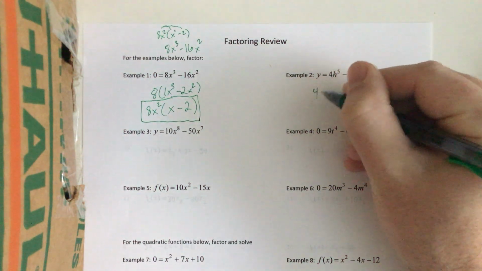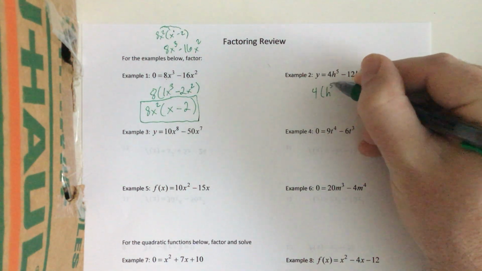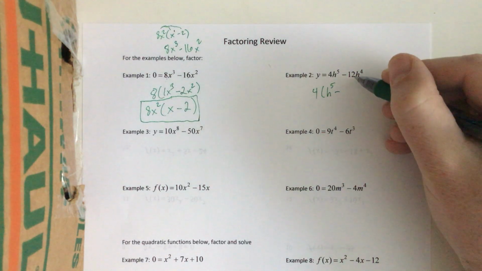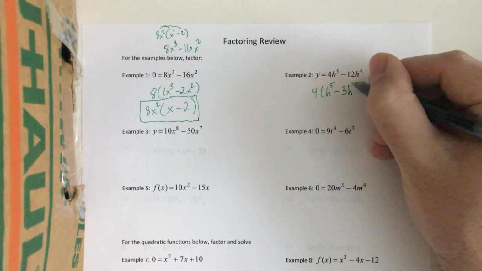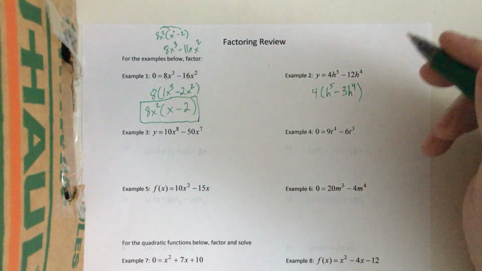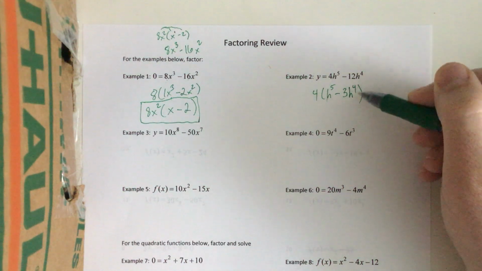So if I take out a 4, 4 divided by 4 is 1. So I'm just going to be left with 1h to the 5th. And 12 divided by 4 is 3. And I'm going to be left with 3h to the 4th right here. We also need to take out the variable. There are 5 h's here, there are 4 h's here.